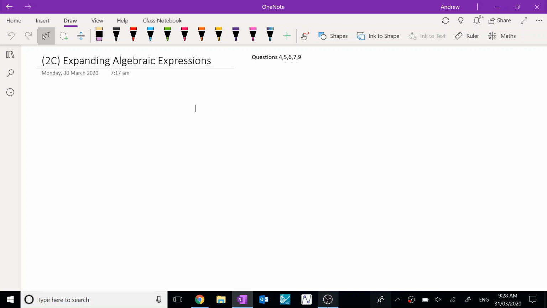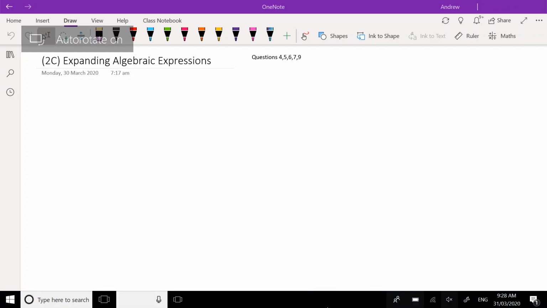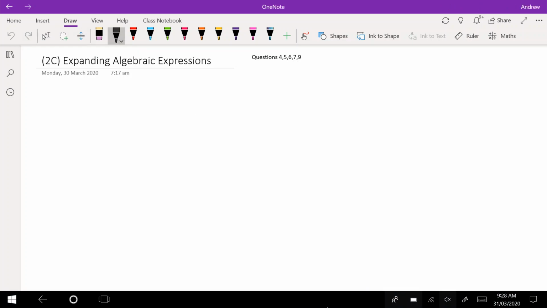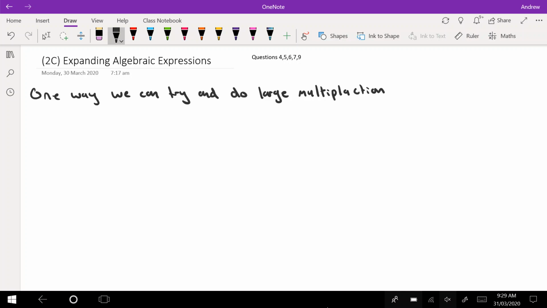Expanding algebraic expressions. So, one way we can try and do large multiplication, so let's say 15 times 23, is by using the distributive law, or distributive law, depending on how you pronounce it.